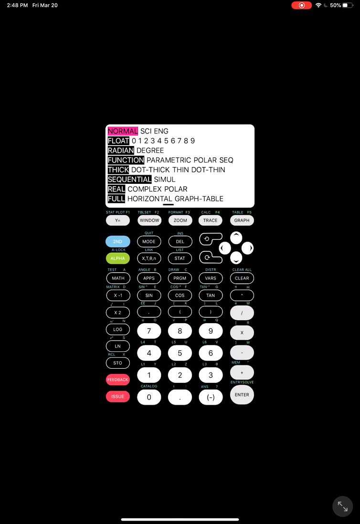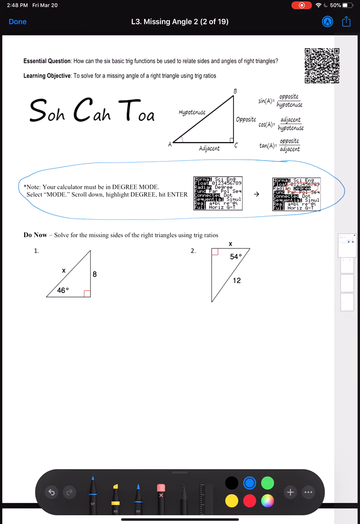It's in radian mode. Now, on your iPhones, you might be able to tap, but anyway, scroll down, scroll to the right. Make sure you hit enter. That's going to change where it highlights. So now it's in degree mode. Okay, so let's come back to this.